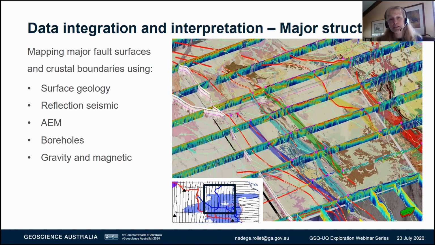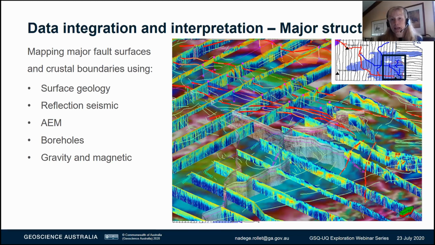Similarly, we have interpreted and integrated in a 3D domain to map the major structure and crustal boundaries from the surface down through the crust. And as you can see in this region, the airborne electromagnetic maximum depth of investigation is around 300 meters deep, which correlates roughly with the base of the Paleozoic to Neoproterozoic Georgina Basin. So to map deeper, we rely mostly on the reflection seismic data integrated with other geophysical data.